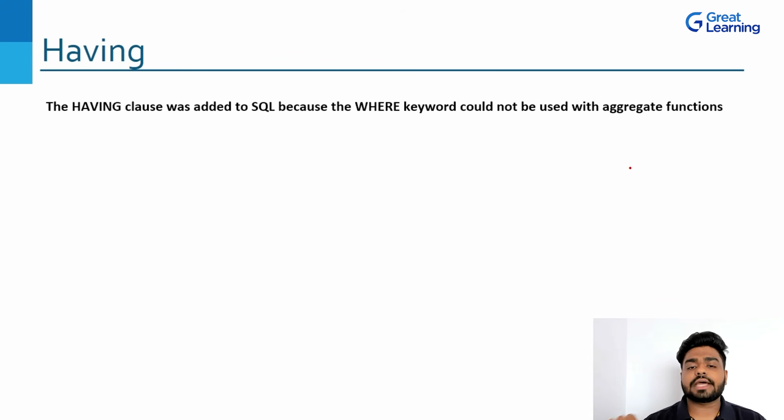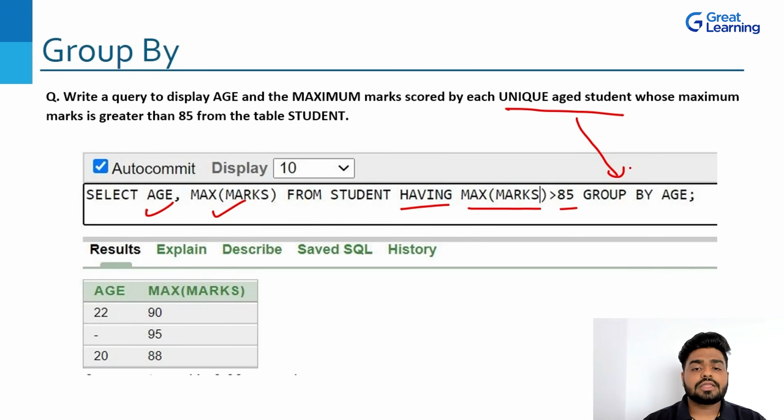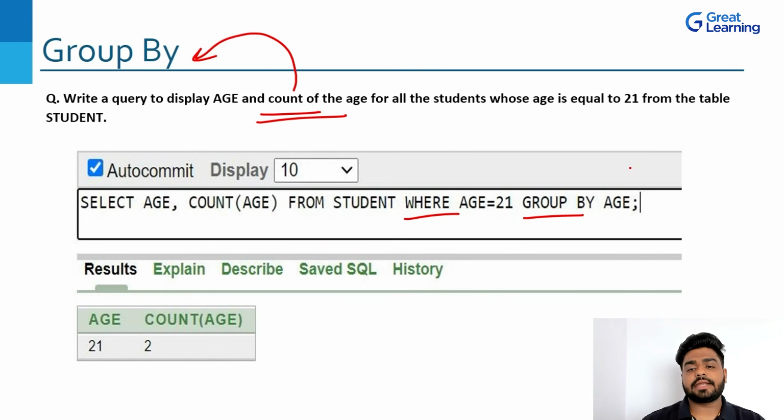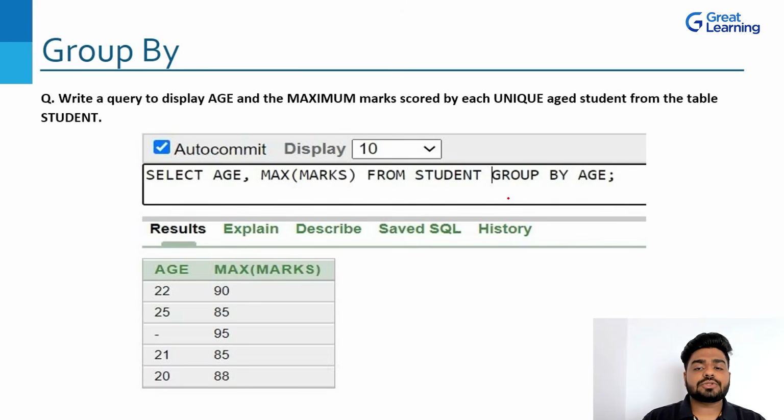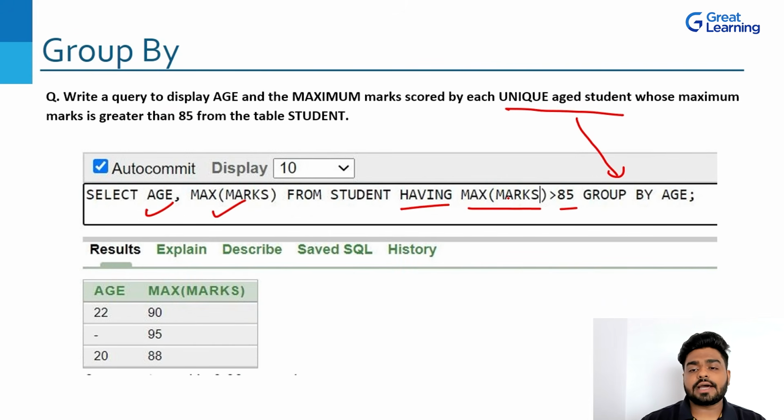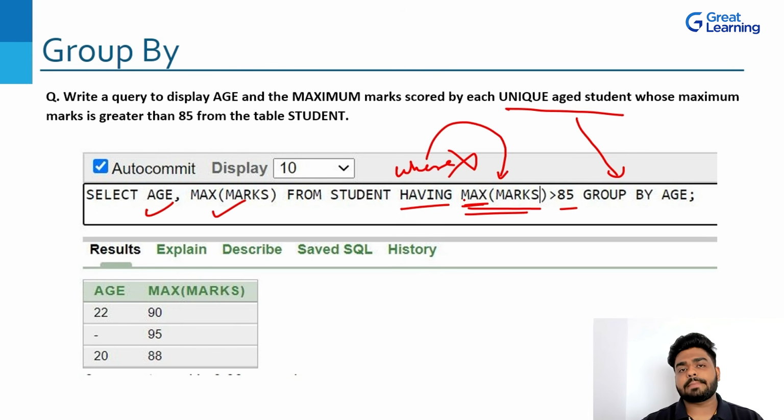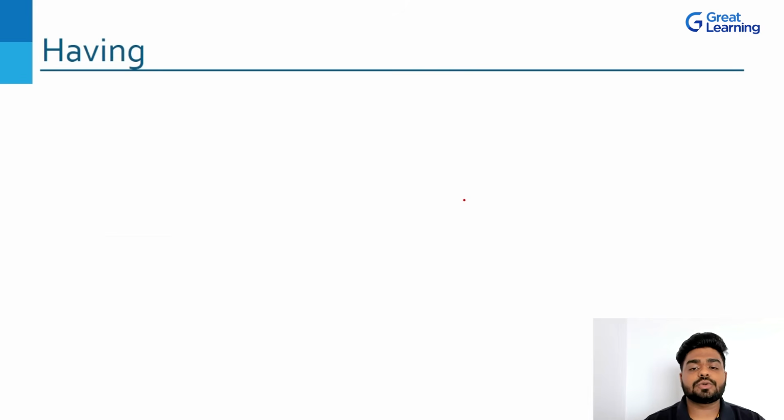The having clause was added to SQL because the where keyword could not be used with aggregate functions. So if you look at this particular statement, we are using the where clause because there is no aggregate function here, right? But when it comes to this particular question, we are using max marks, and if we write where here, then it is wrong, because where cannot be used with aggregate functions like count, sum, max, min and average. And that is why we should use the having clause.